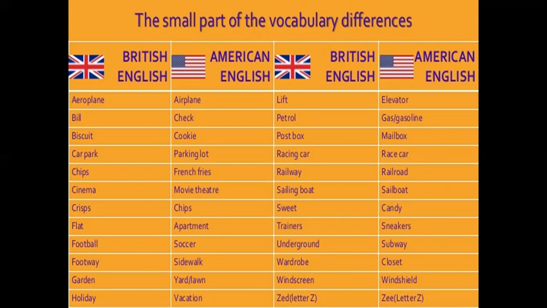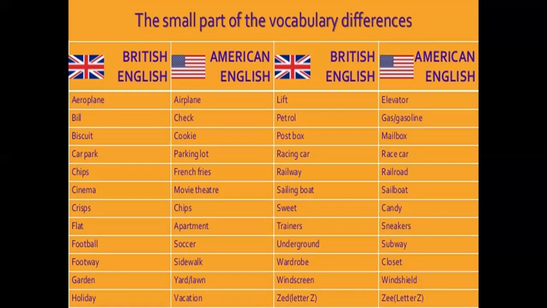First, we'll talk about British and American. In British, you will say aeroplane; in American, you will say airplane. In British, you will say bill, whereas in American, you will say check. In British, you will say biscuit, and in American, cookie. In British English, you will say car park, and in American, you will call it parking lot. In British English, you'll use the word lift, and in American, it is called elevator. Railways is used in British and railroad in American.